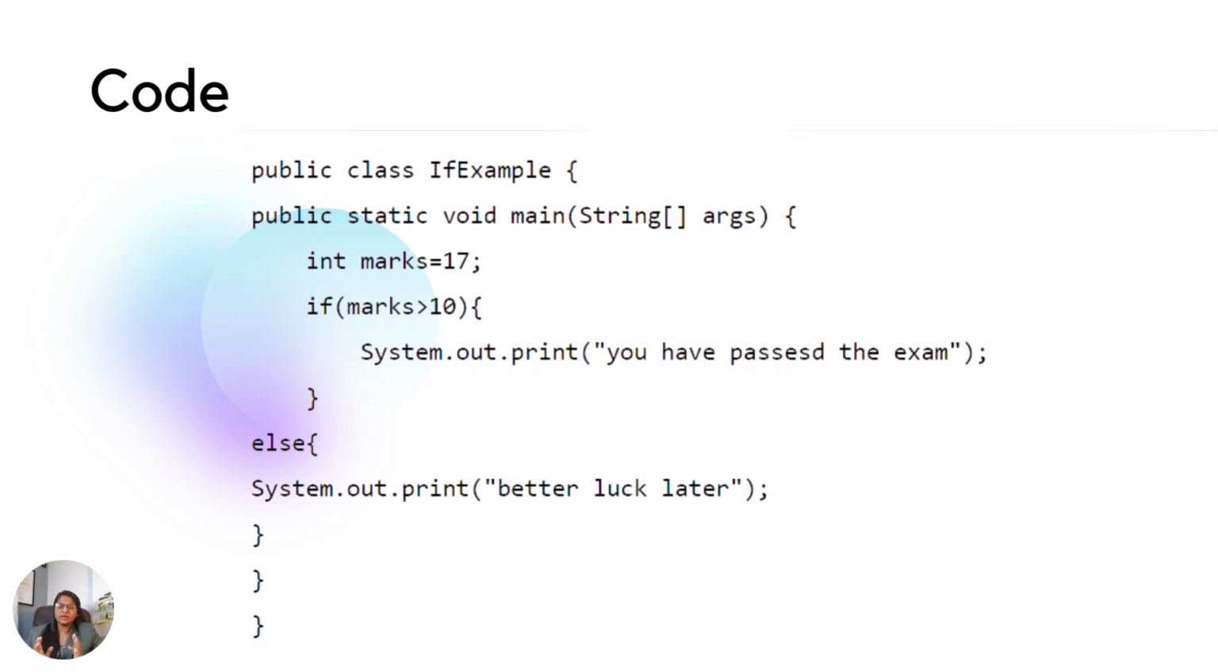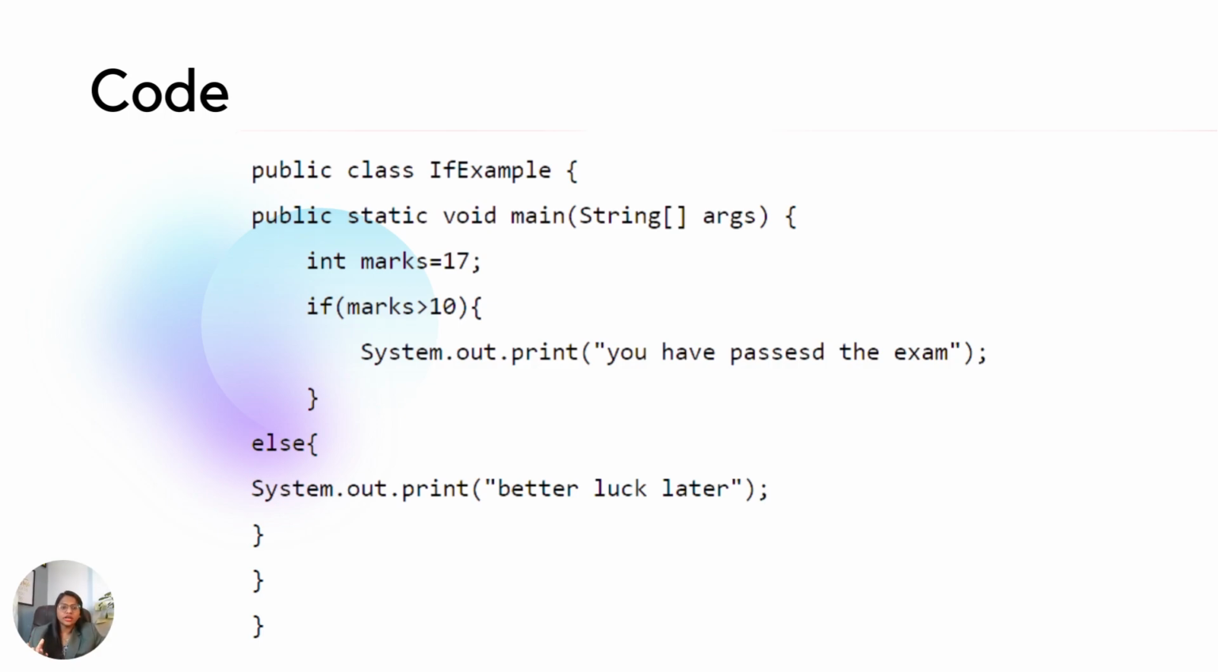Let's take an example that there is a container, a box, and we're going to put marks in that. Suppose Ram has 17 marks, so 17 marks are put in the box. Now we are going to check with the if-else statement the marks and whether Ram has passed or not. If the box has marks greater than 10, then we will say Ram has passed. Otherwise, when we open the box, that is when we see the variable, we will say better luck next time.